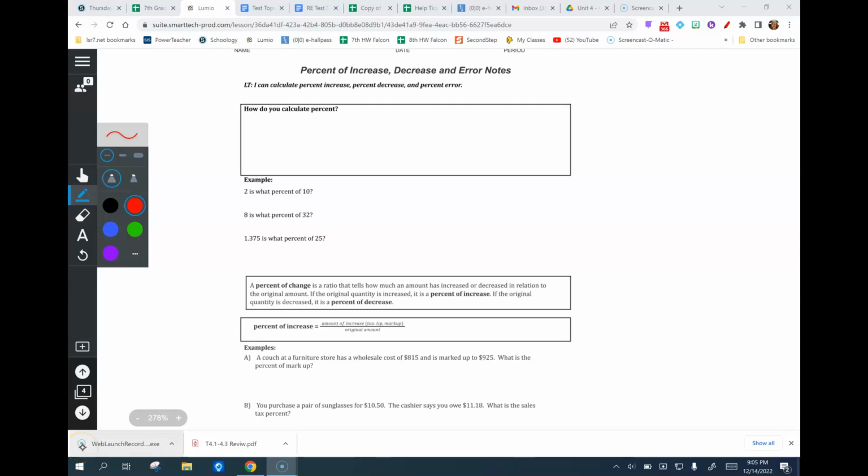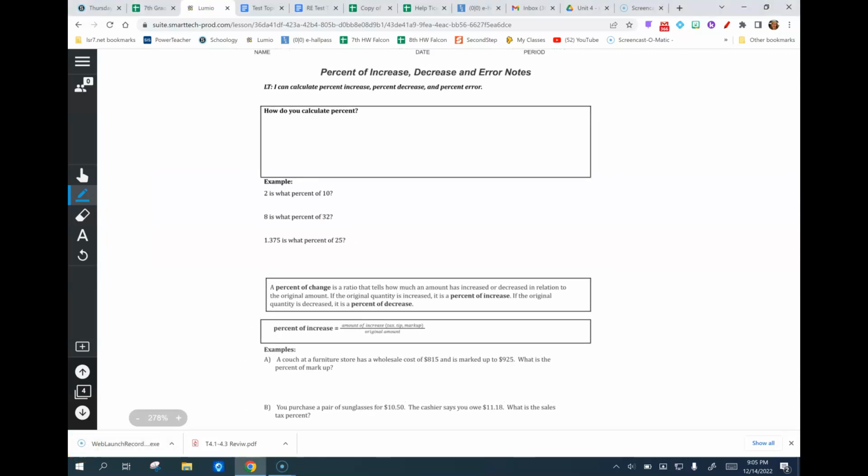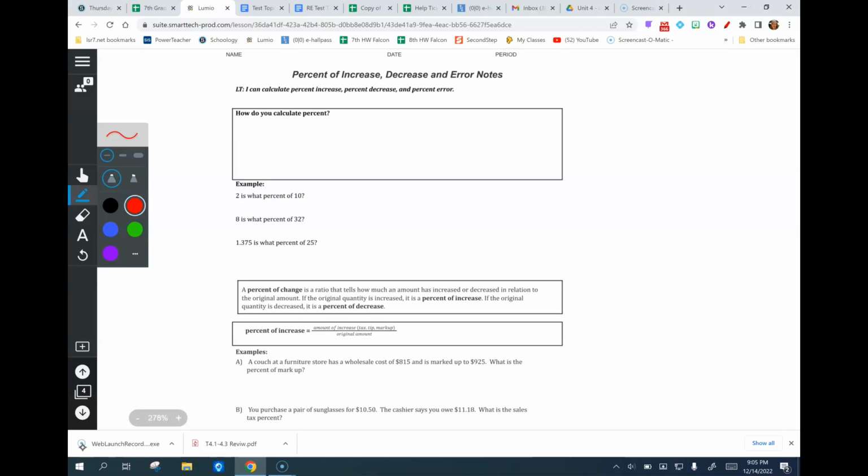So we're going to combine a couple of concepts here. We're going to talk about percent increase and percent decrease and also percent error in all of these. So let's just do a quick look at percents.